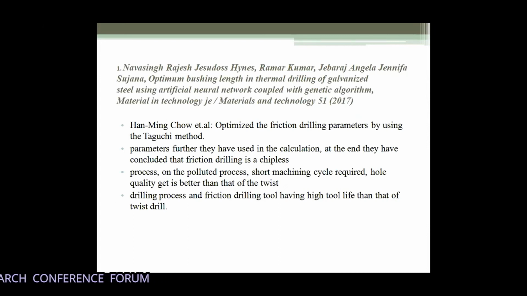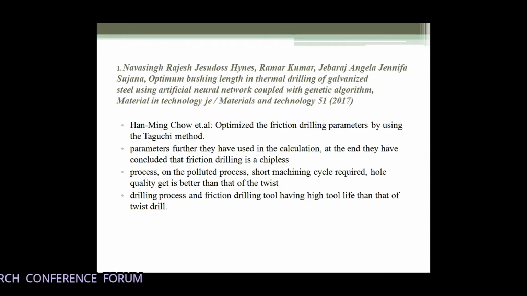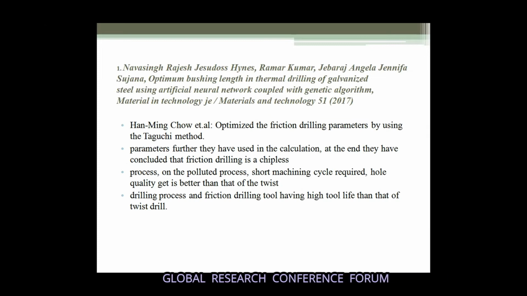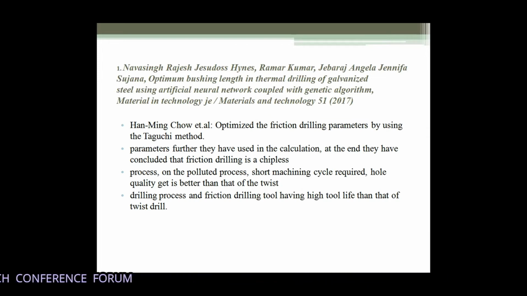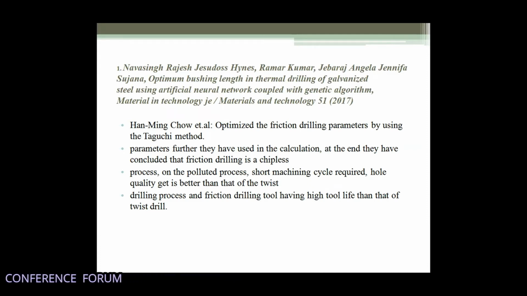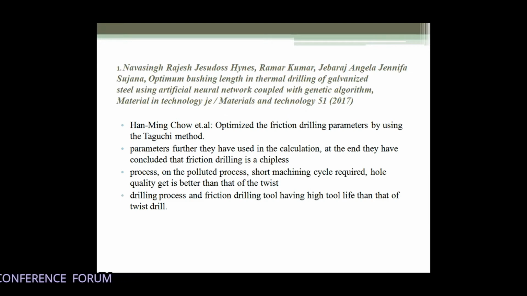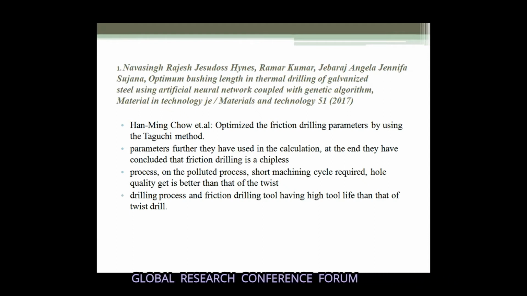And this is the next paper, which is based on optimization. This paper is helpful for my research work, that is optimization of the friction drilling parameters by using the Taguchi method. In my study also I use the Taguchi method, whatever table I have designed with the help of the Taguchi method. To check which is the more significant parameter influencing my study, I use the SN ratio. In this paper, they have used that parameter. Further, they have used it in the calculation at the end.